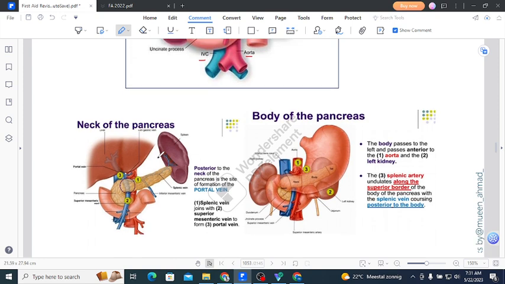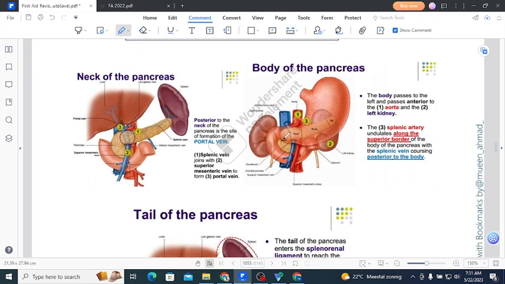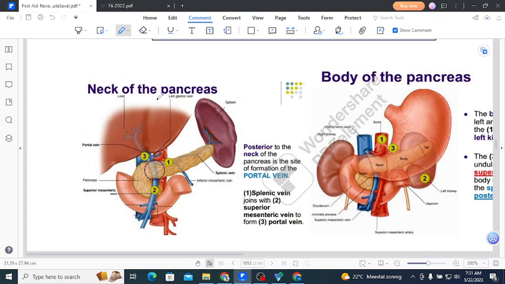Now I guess these are pictures from the 100 points. I will try to upload the 100 anatomy points as soon as possible. So here you can see the neck of the pancreas. This is the liver, and like 1, 2, 3.